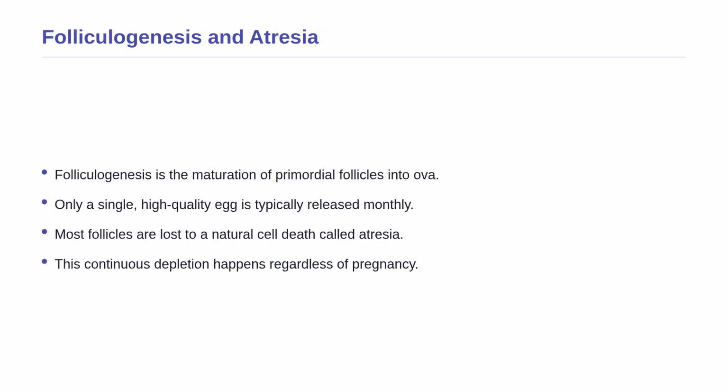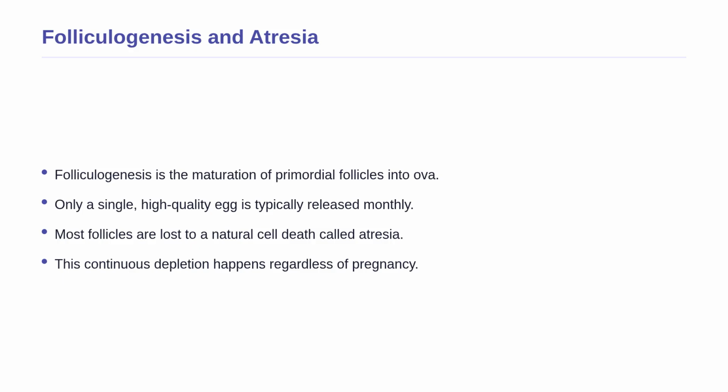Before we look at the mathematics of fertility, we must understand the biological processes at play. The reserve we just discussed does not just sit passively. It undergoes folliculogenesis, the complex journey of maturing primordial follicles into fully developed ova. Interestingly, while many follicles begin this maturation journey each month, usually only a single high-quality egg is ovulated.